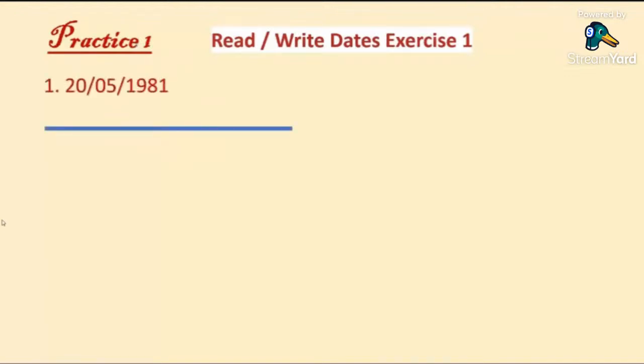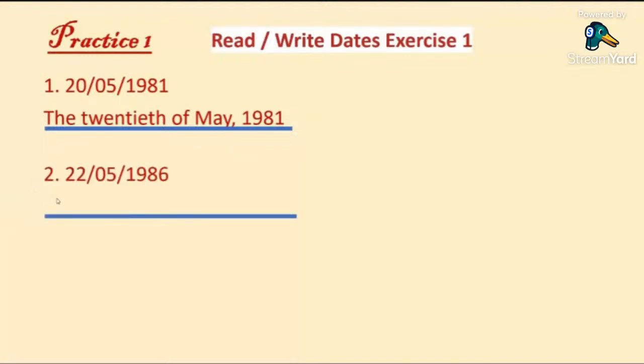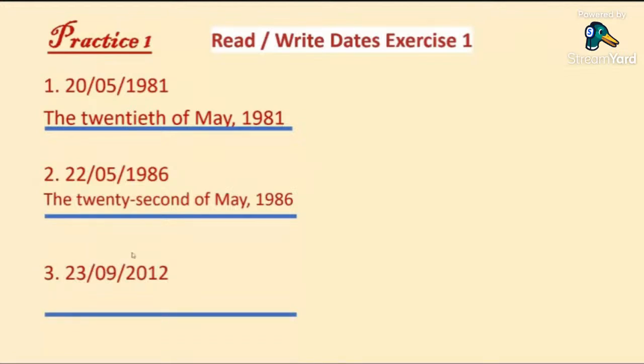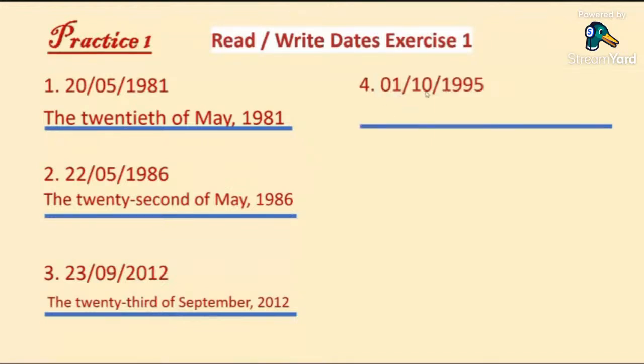Number 1. 20/05/1981. Answer? It's the 20th of May, 1981. Number 2. 22/05/1986. Answer? The 22nd of May, 1986. Number 3. 23/09/2012. Answer? It's the 23rd of September, 2012. Number 4. 01/10/1995. Answer? The 1st of October, 1995.